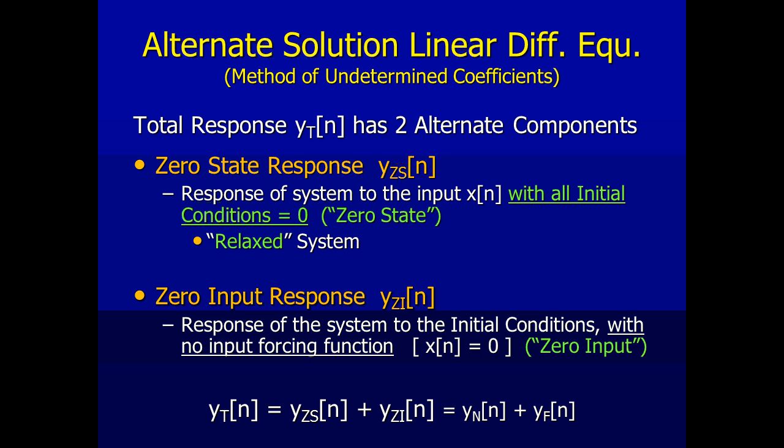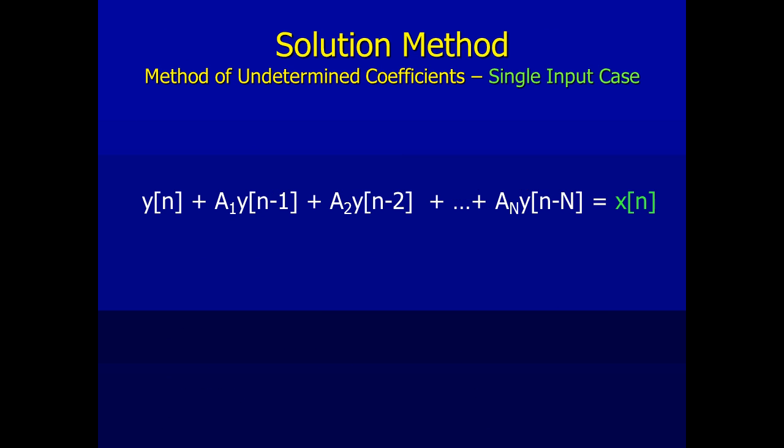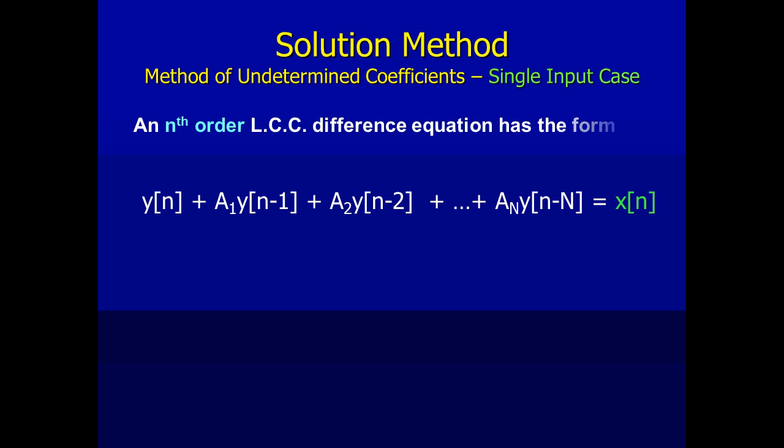So for the zero state response, we set all initial conditions to 0 and use the real input. So it's as if we have a relaxed system. For the zero input response, we set the input to 0 and see what's left over from the initial conditions, how that's going to play out in whatever its response that's not finished. So that's leftover stuff. Okay, I'm going to skip ahead on the explanations. We went through that last time.